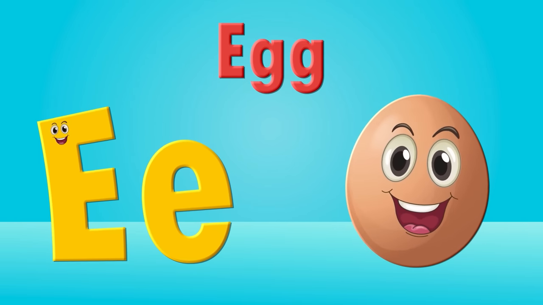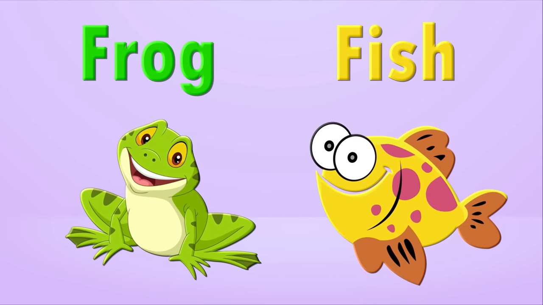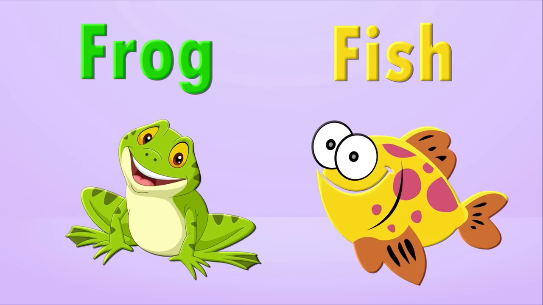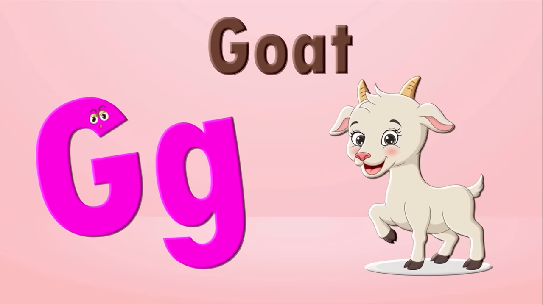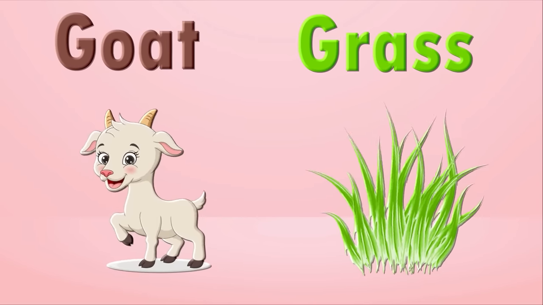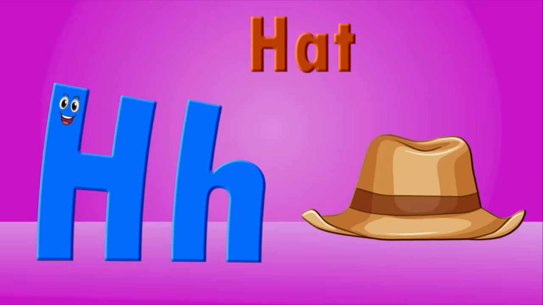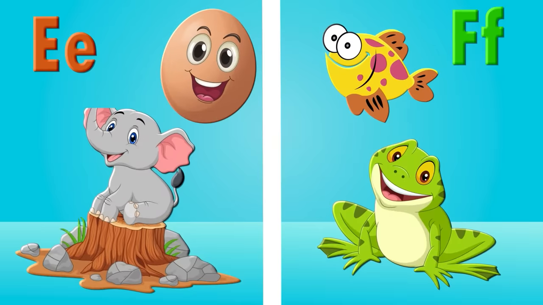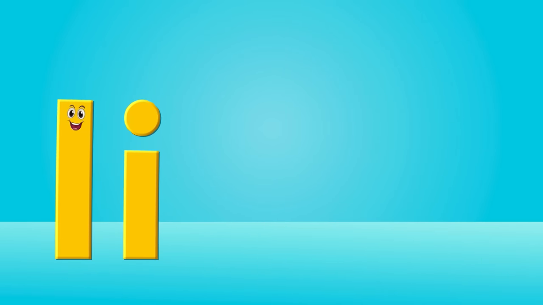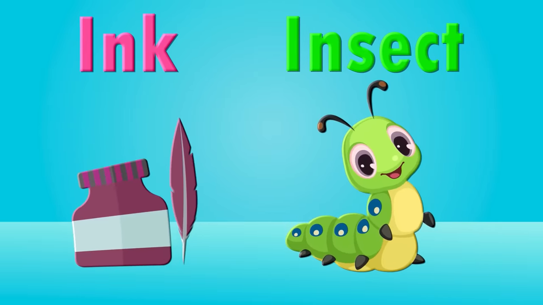E for egg and E for elephant. F for fish. G for goat and G for grass. H for hand, H for hat. I for ink and I for insect.